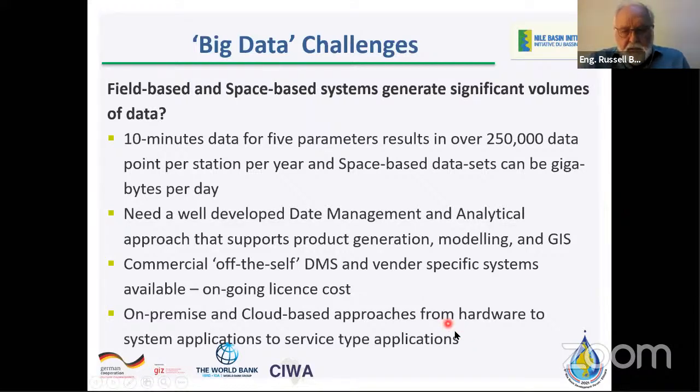But the cloud-based options can be for hardware-only support, so you just have access to hardware. They can be hardware and systems applications, such as standard database systems and standard GIS, or they can extend to full-service applications, where you have particular applications that actually process data and generate information through statistical applications, which are available through a cloud-based type of operation.